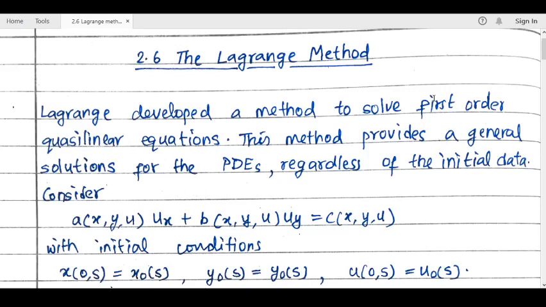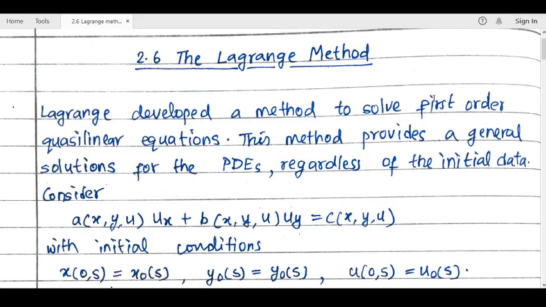Hello dear students. Now we will move on to section 2.6 in which we will study the Lagrange method. This method is used to solve only quasi-linear PDEs, and in this method we will get a general solution of the PDE. General solution means it will involve an arbitrary function. So such solutions are called general solutions. When you solve a PDE by the Lagrange method, you will get a general solution of the PDE. The main drawback of this method is that it does not depend upon the initial data.